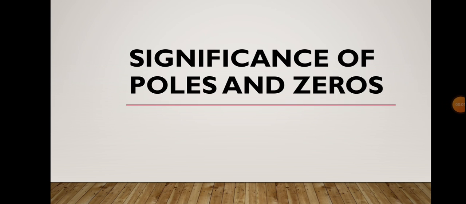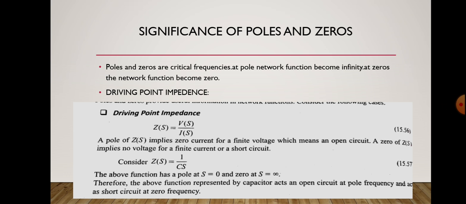Hello dear students, in this session we will discuss the significance of poles and zeros. In the previous class we studied poles and zeros. Pole means the value at which the denominator polynomial is zero and the function goes to infinity, and zero means the roots of the numerator polynomial, where the function takes the value 0. So poles and zeros are critical frequencies. At a pole, the network function becomes infinity, and at a zero, the network function becomes 0.